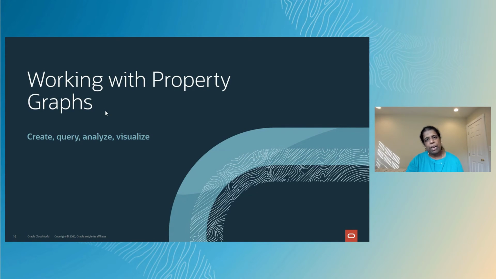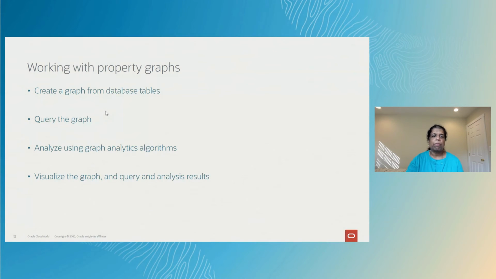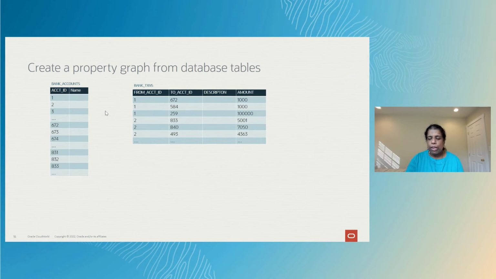So when you're working with property graphs, how do you get started? You first need to create your graph. You have your tables. I mentioned that you can have a property graph view of data in your tables. So you need to create a graph from your tables. You then need to query this graph. And then you can apply analytics algorithms on this graph. And then with graphs, it's always very interesting to visualize the results. So that becomes an important component as well. So let's see how you would create a graph.